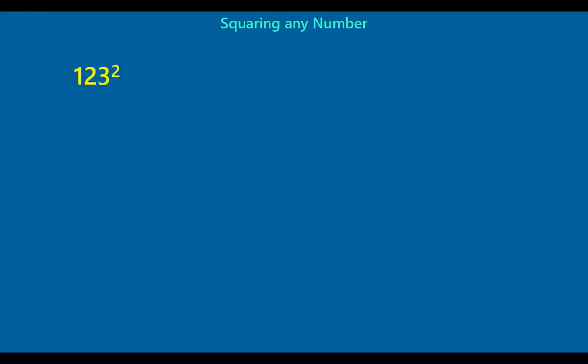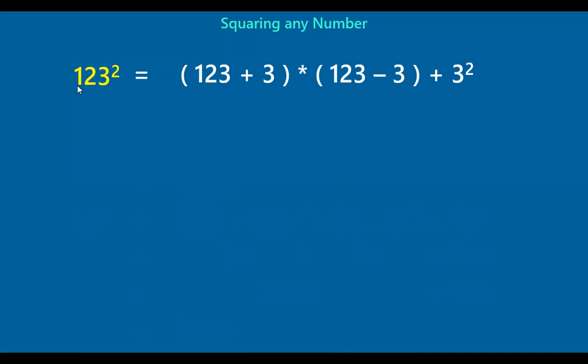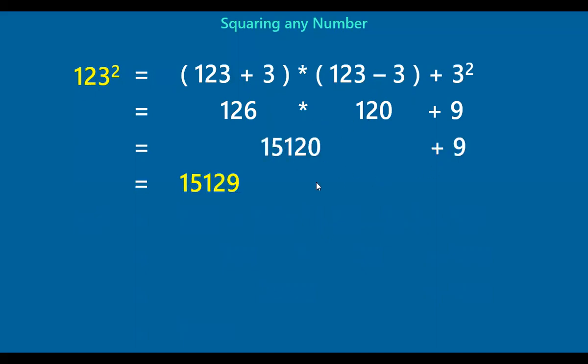Now, next, let's take a 3-digit number, 123. I feel that nearest whole number is 120. So minus 3 plus 3 here. So this becomes 126, right? And 120 plus 3 square, 9. So multiply this with 12 is easy, right? So multiply 126 into 120 gives this much and plus 9. So the answer is 15129. So see how simple and how fast you can do it.